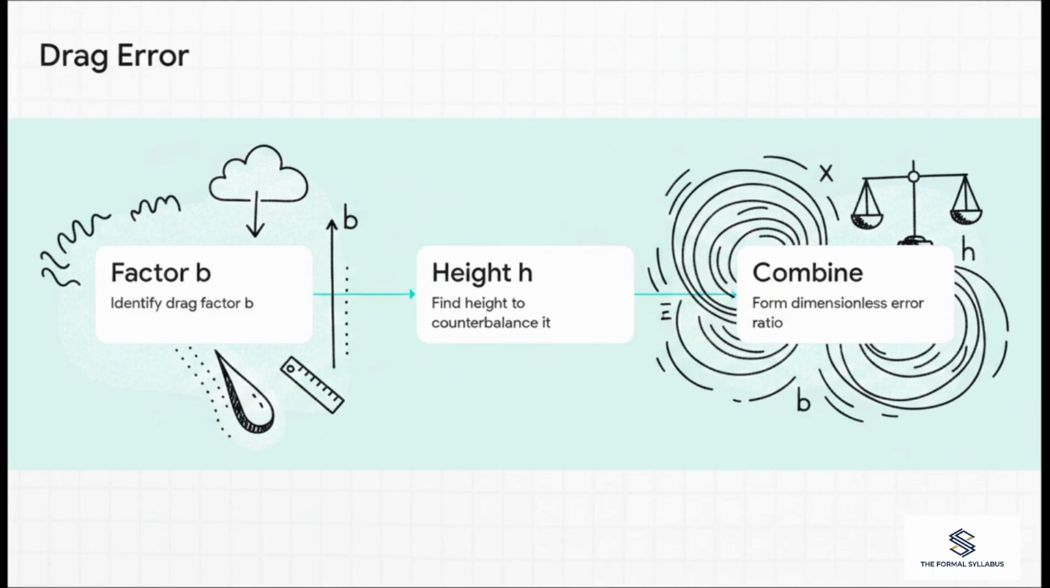Here are the steps. Step 1. In the drag equation, there's a constant, b, which is the drag factor. If you look at the units, b has dimensions of inverse length, or 1 divided by L. Step 2. To find our error, we need a dimensionless ratio, so we need a length parameter to counterbalance that inverse length. The only logical length in this falling problem is the drop height, h. Step 3. We simply combine them. Multiply the drop height, h, by the drag constant, b. The lengths cancel out perfectly, leaving us with a dimensionless ratio that elegantly estimates our error.